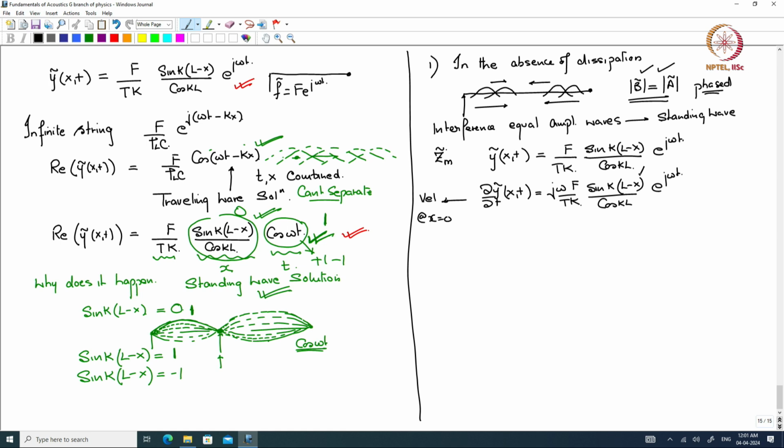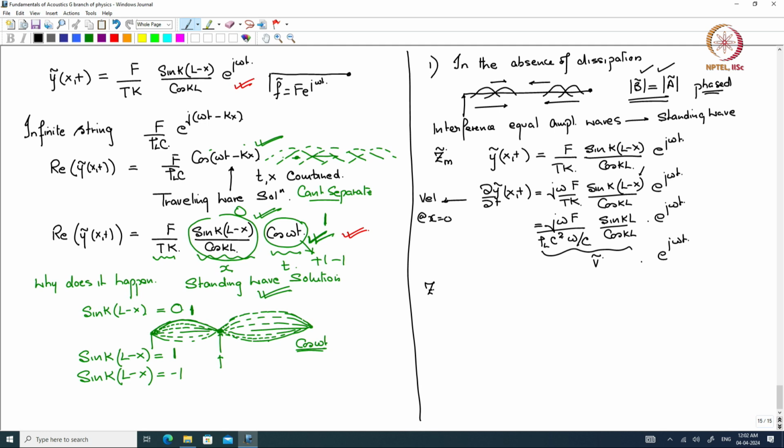So, x goes to 0. So, I get j omega f. Let me simplify this. T is rho L c square, k is omega by c, I am setting x to 0, so I get sin kL by cos kL, and let me keep e to the power j omega t. So, this happens to be my v tilde, okay, and this is e to the j omega t.